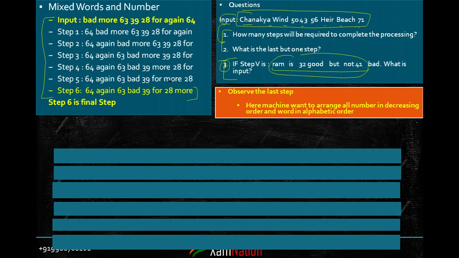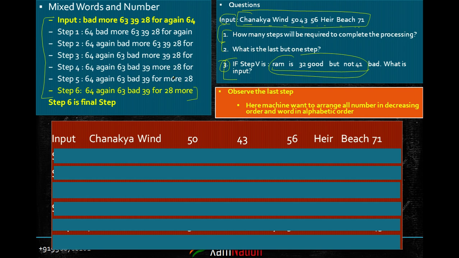First of all, we have to observe the last step, and by observing it you can guess what they want to achieve. Then look at the intermediate steps and how they are achieving this. Just for illustration purposes we will look at each and every step. In the next video we will tell you how to do it in much less time. For illustration I am writing out all the steps.